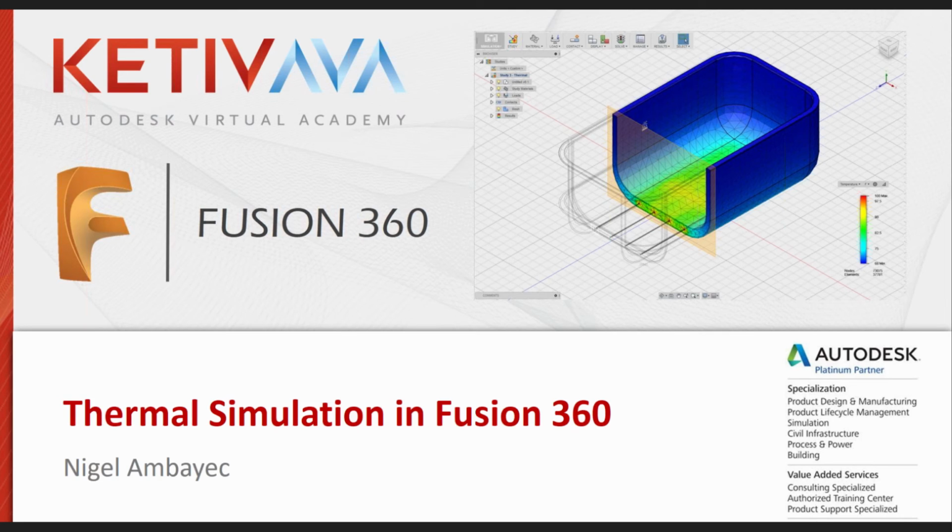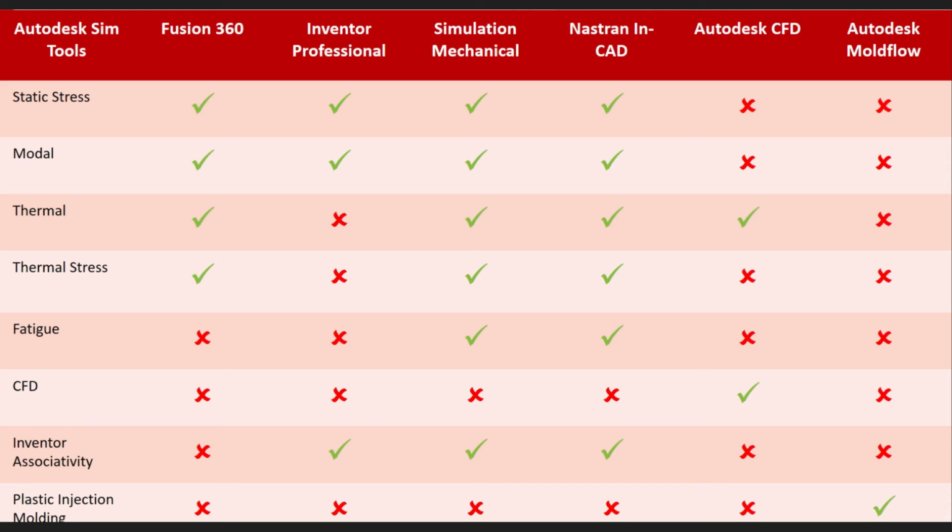So let me go ahead and jump forward here. I made this. Sorry if the red is hard on the eyes. This is kind of a capabilities matrix of all of the products that Autodesk has in regards to simulation and their capabilities. Everything with a green check mark, it does. Everything with a red X, it doesn't do.